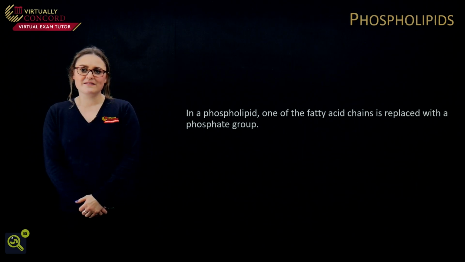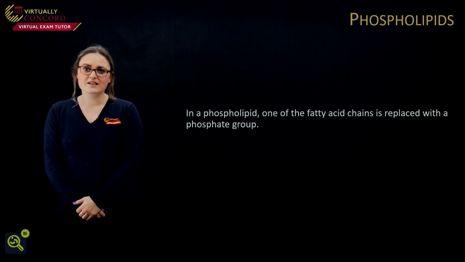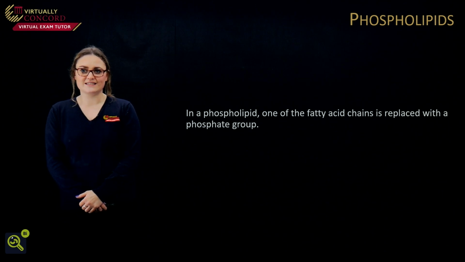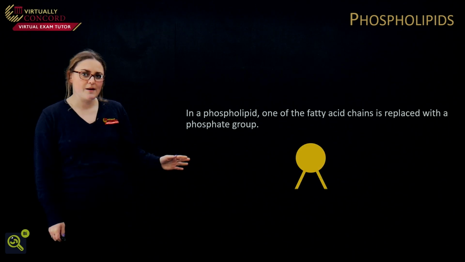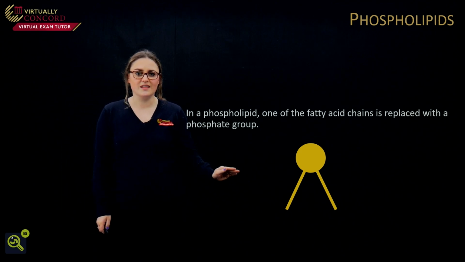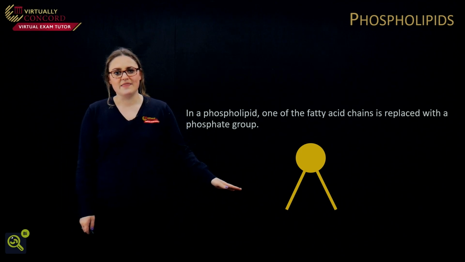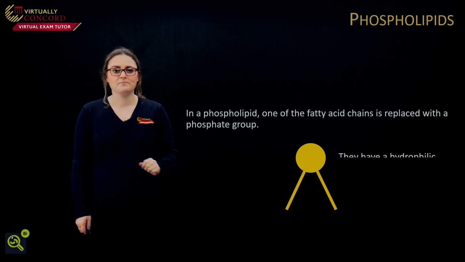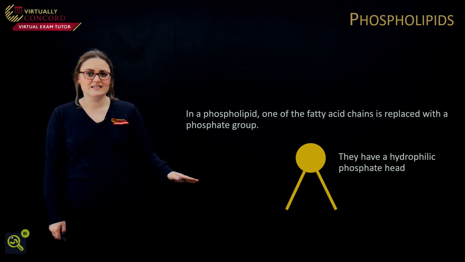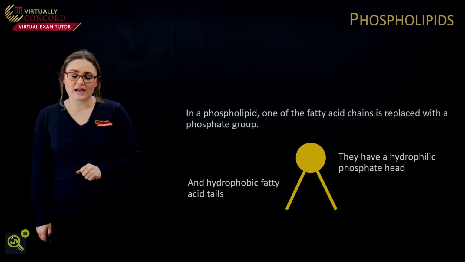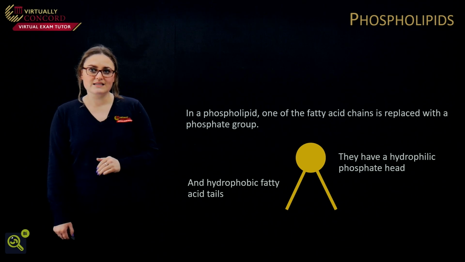The other type of lipid that you need to know about are phospholipids. These differ from triglycerides because they only have 2 fatty acid chains. The other one is replaced with a phosphate group. The diagram that we usually use to represent them looks like this, with their phosphate head and their 2 fatty acid tails. Now their phosphate head is hydrophilic and the fatty acid tails are hydrophobic. This gives them certain properties that allow them to create your membranes.